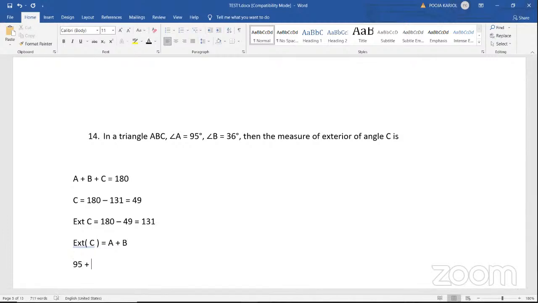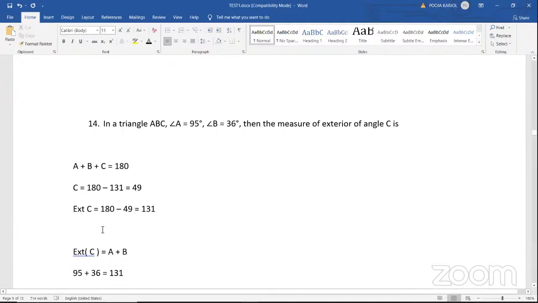Or this is the formula: 95 plus 36, which is 131. Same thing, different ways of solving. Either way, you get the answer. If you don't remember this, try this. It's the roundabout way of doing the same thing.